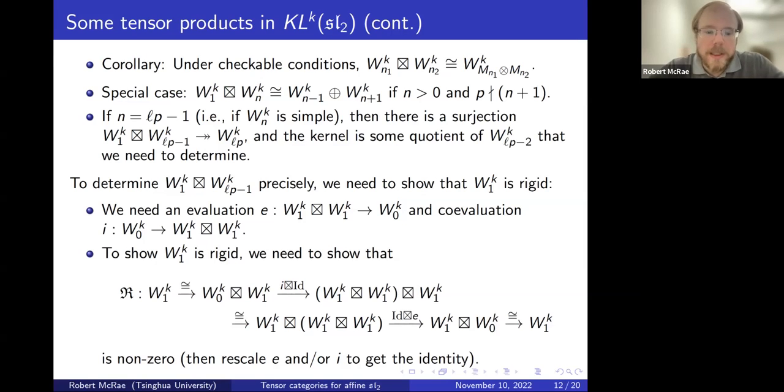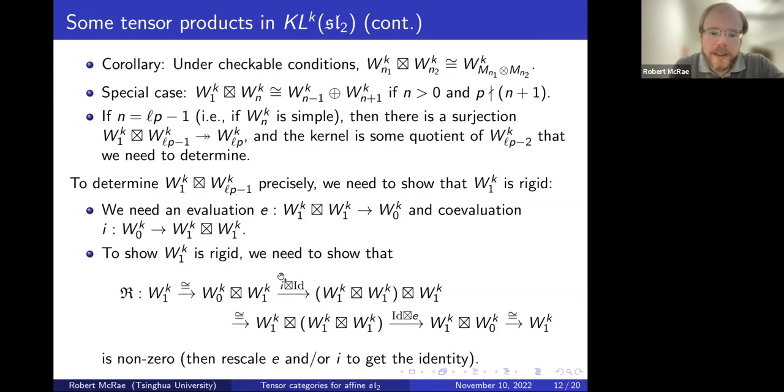So that means we need an evaluation map, which takes us from a tensor product of WK1 with itself to WK0, which is the unit object of our tensor category. And we need a co-evaluation going the other way. And then we need this composition from W1 to itself, which involves the co-evaluation, the evaluation, and then some associativity in the middle. This composition needs to be non-zero, because then we can rescale either E or I as necessary to get the identity. And that's the rigidity condition.